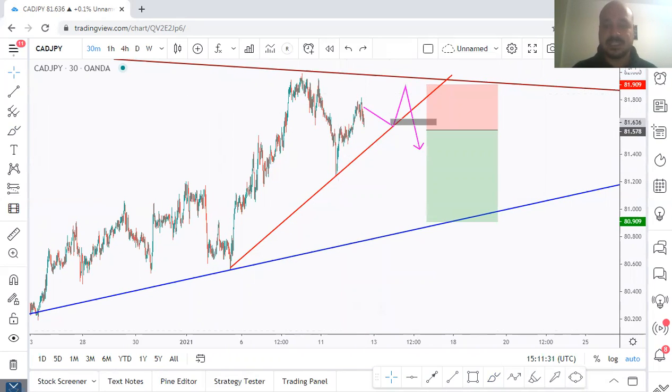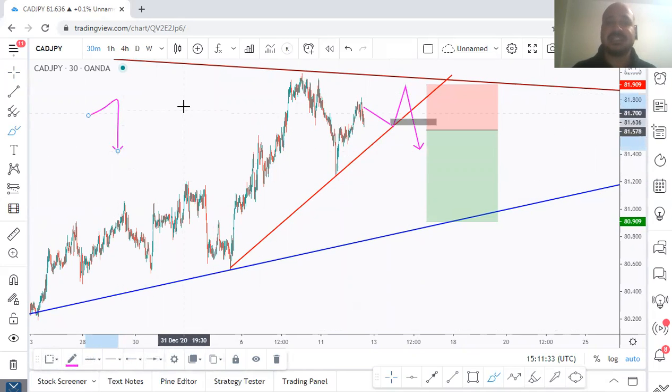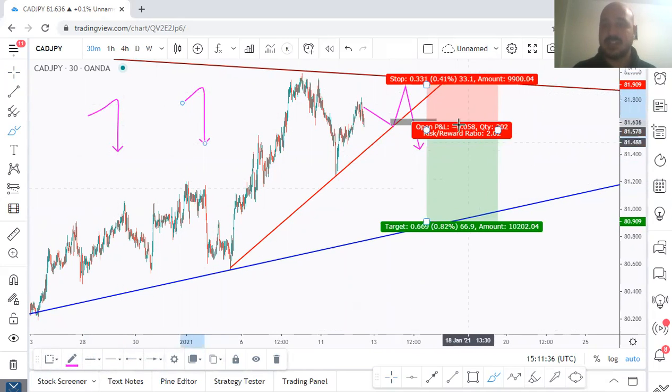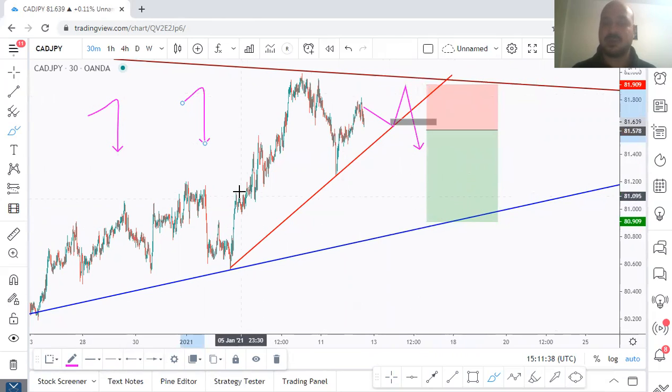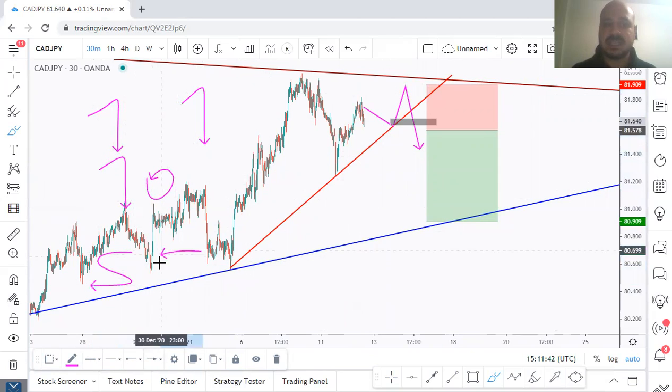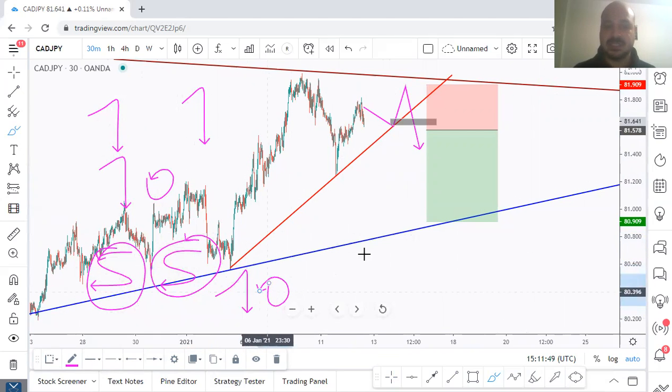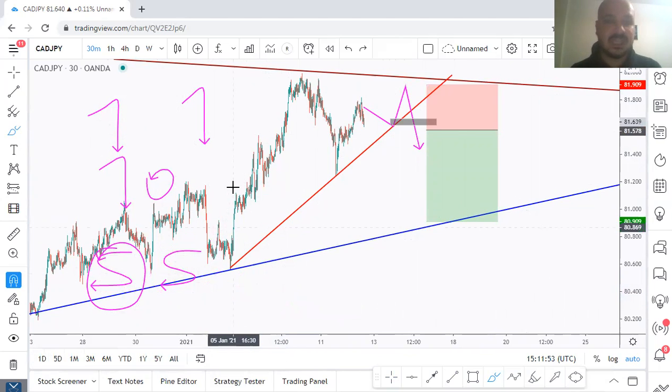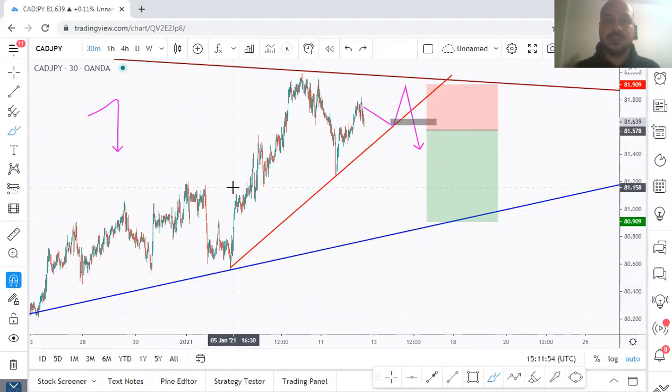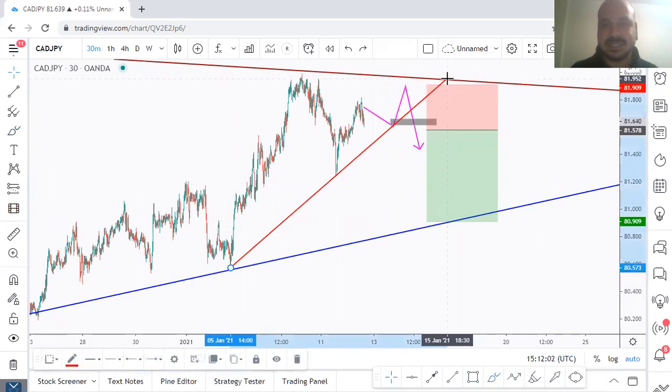That's our first edge. And our second edge is through risk management by targeting double our stop loss. So for example, if we enter 10 trades, we have 5 losses and 5 wins. The 5 losses, we've lost 5%. The 5 wins, we won 10% because we are targeting double our stop loss. So we are still in profit. Even with a 50% win rate, you would be profitable using this simple but effective trading plan.